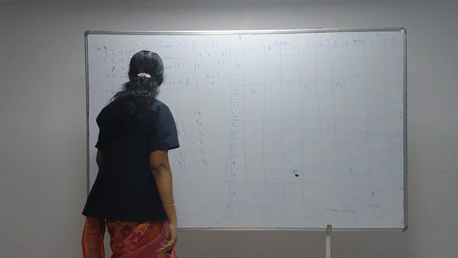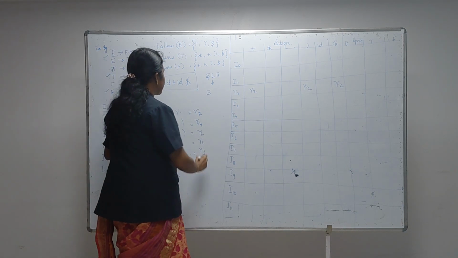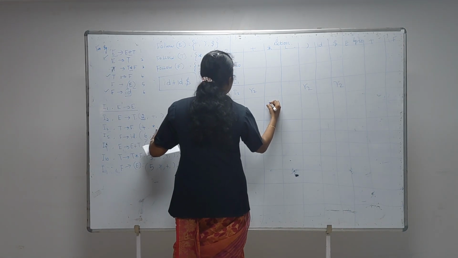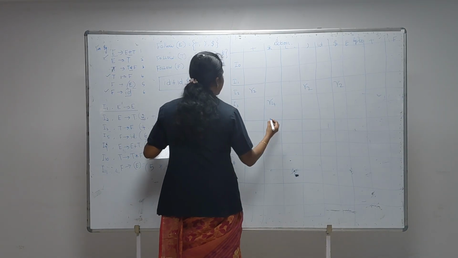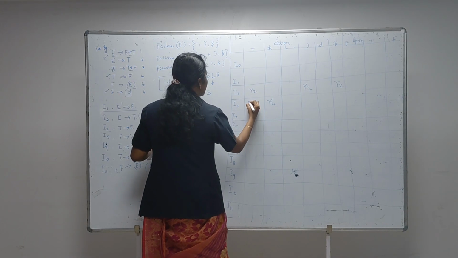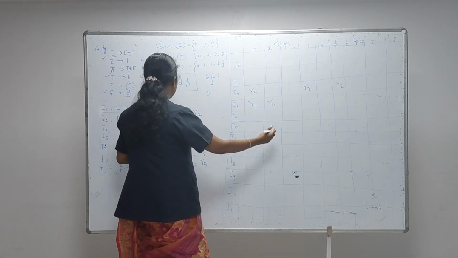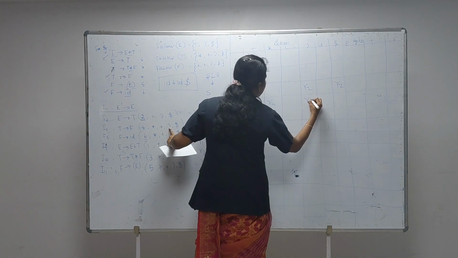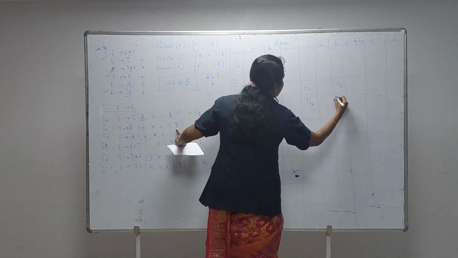Then we are moving to the next step. 3 comma asterisk is R4. On the next, 3 comma plus is R4. Next one is 3 comma close parenthesis is R4. And the last one is 3 comma dollar is R4.